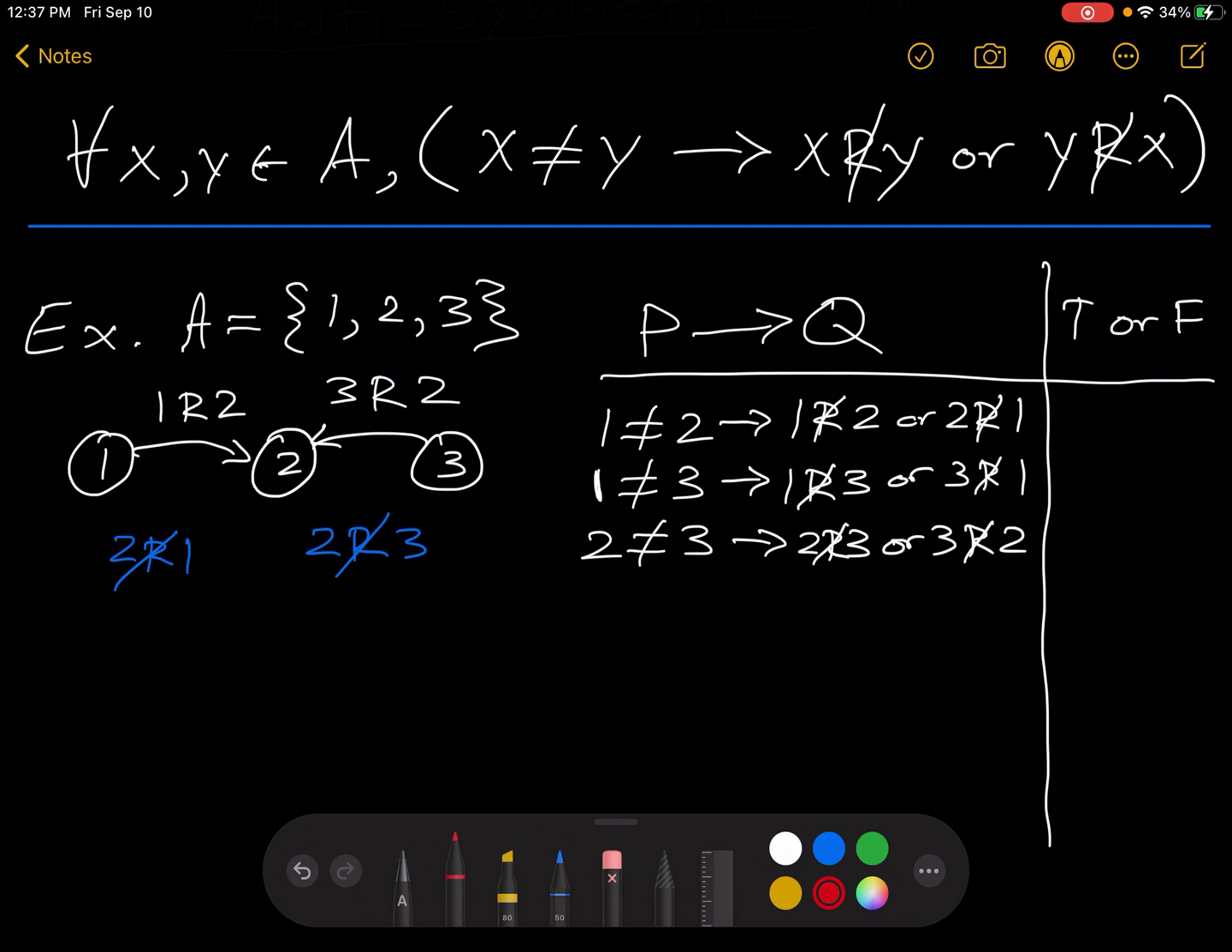All right, so let's go down the line now. Let's first start with this first row here. Is 1 not equal to 2 true? Yes, it is. So this is true here. Now 1 not related to 2, right? We know from this one here that 1 R 2 is the one that is true. So 1 not R 2, that's going to be false. Now 2 not R 1, we know that's true, so that's true.